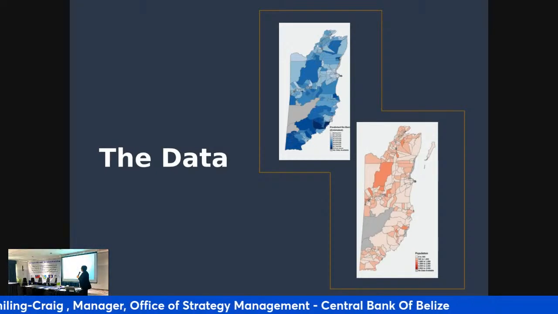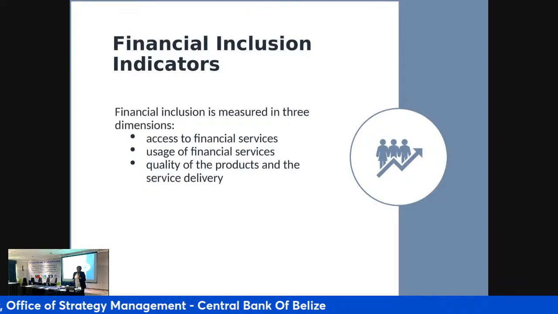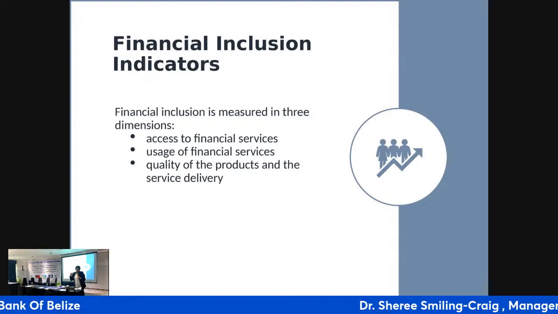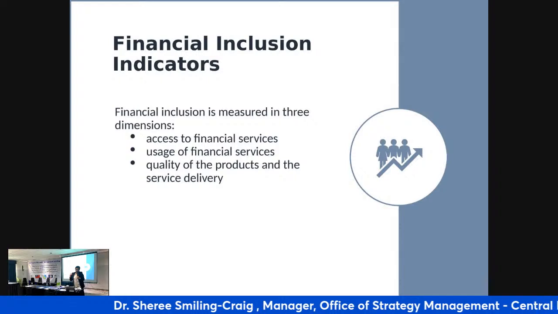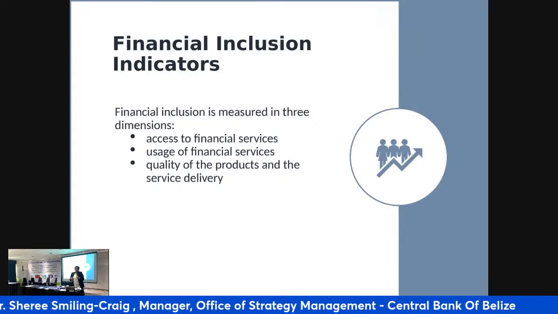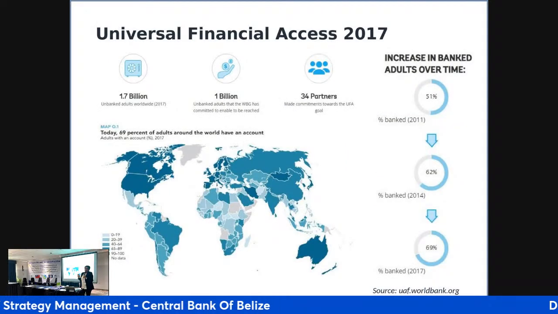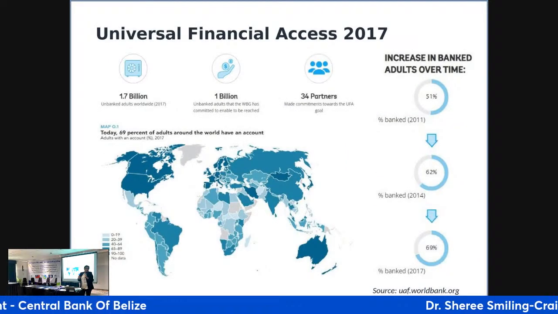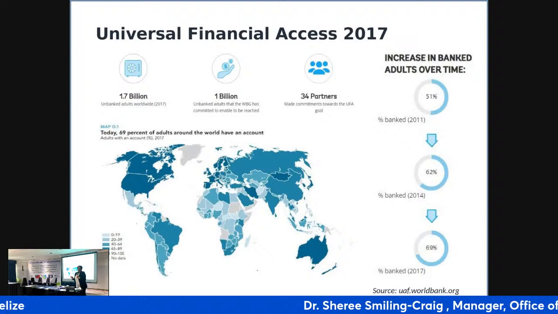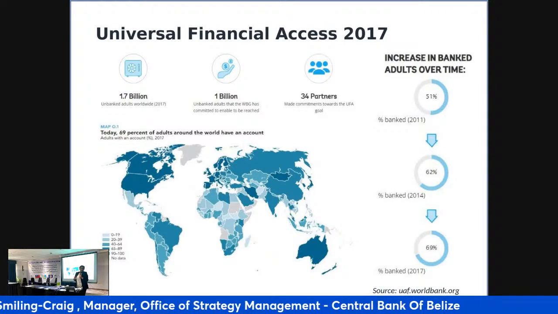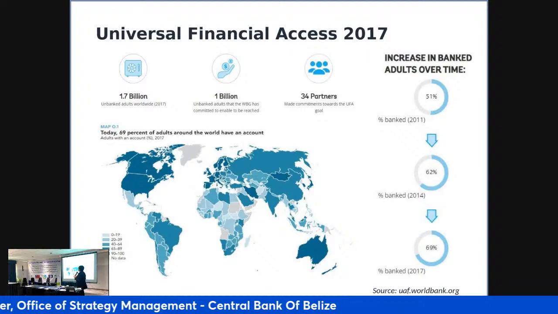All right, so let's look at some of the data. Financial inclusion indicators globally are measured in 3 ways: access, usage, and quality. So the global indicators show, and the last publication from the World Bank was 2017. We just recently did the 2021 survey. We submitted our responses, and so we're hoping that that report is soon published.